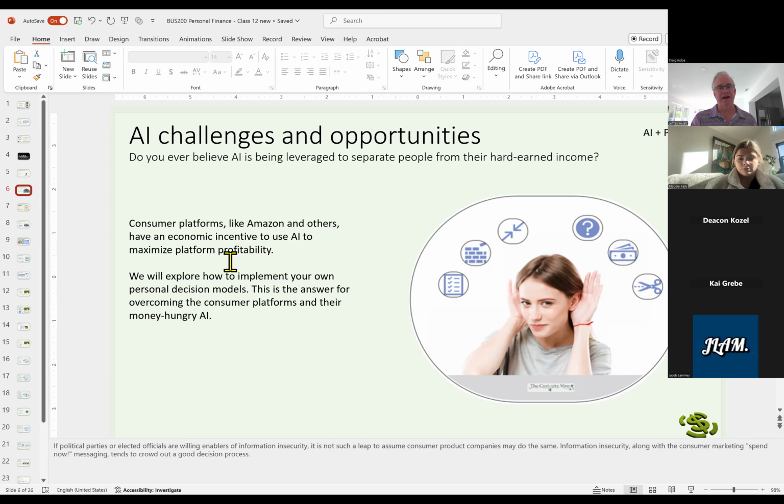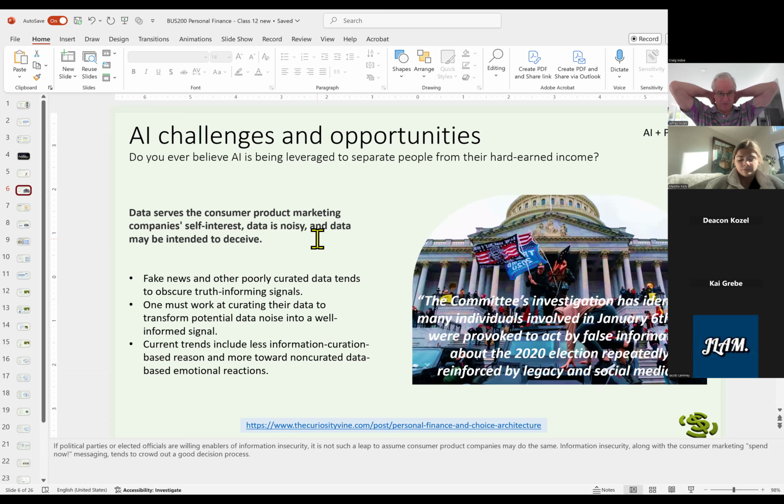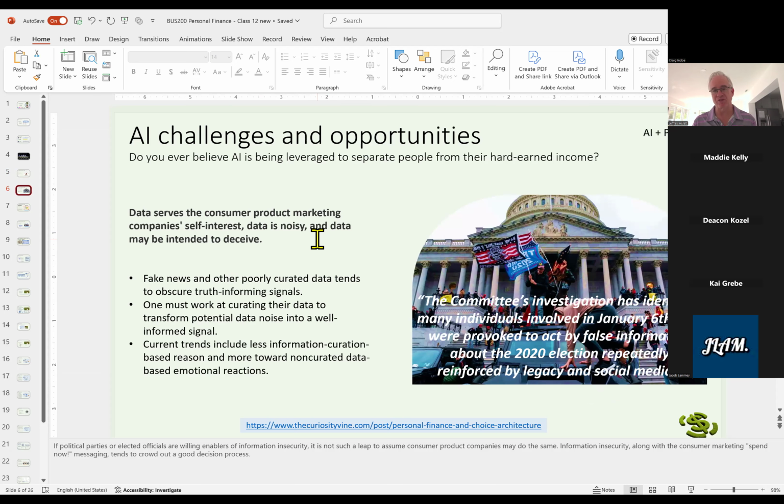Now let's talk a little bit about data curation and the challenges of the consumer product marketing company's self-interest. Data can be noisy. Data may be intended to deceive, right? And I know I've talked about this. The January 6th commission, what they focused on and what their findings were, is actually ironic now, because Trump just got reelected. So whatever you think about what happened January 6th, enough Americans don't care that people died as a result of that event. But it is what it is.